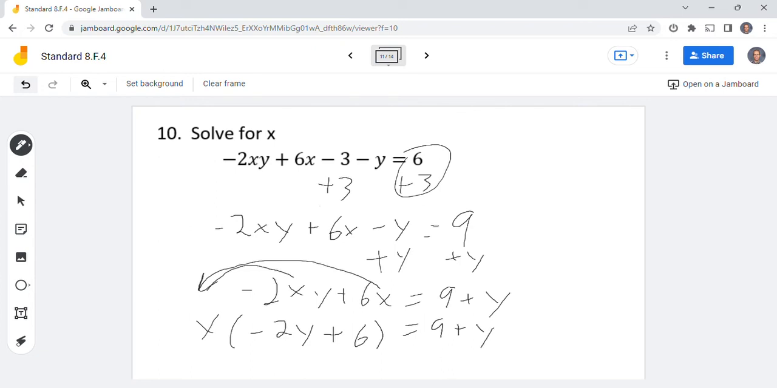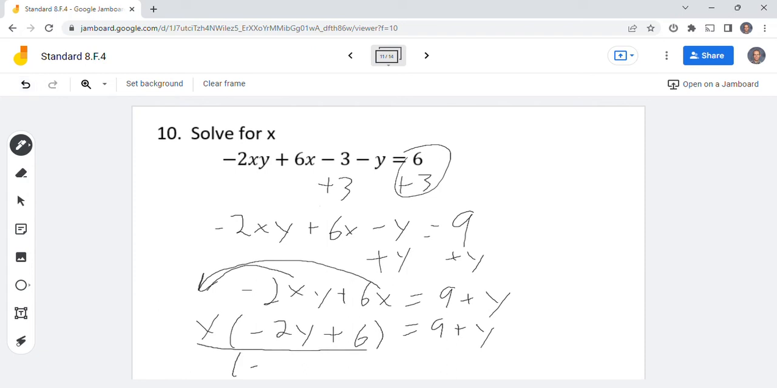Just double checking like we did before, if I was to multiply that in there, x times negative 2y is negative 2xy. Awesome. So that worked out. x times 6 is 6x. So that also works out. Awesome. Okay, we're not going to distribute it in. We're going to divide this out.